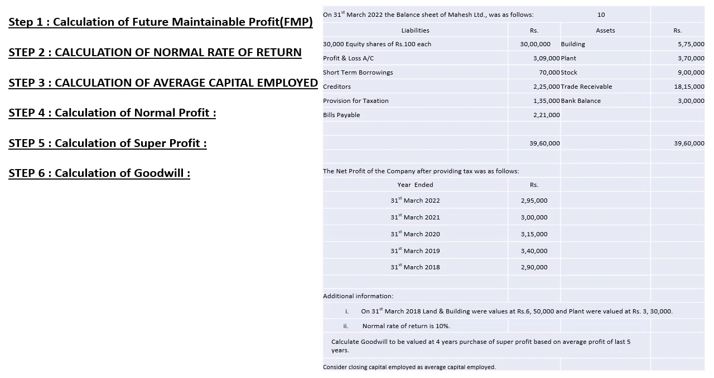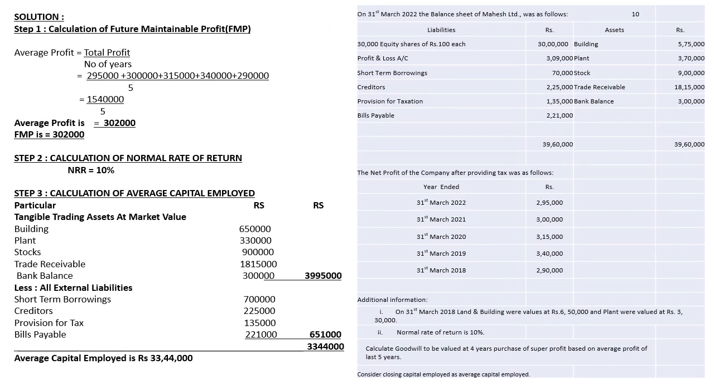So let's see the solution. Step number 1, calculation of future maintainable profit, FMP. So we have to take average profit. What is the formula of average profit? Total profit divided by number of years. Okay, so it's very easy. It has given the net profit for the last 5 years, so you are going to consider this. We will add this up.